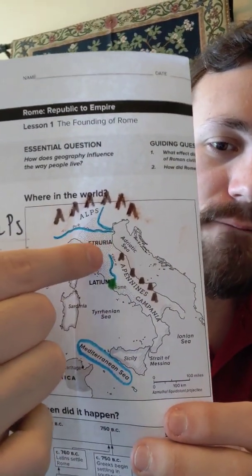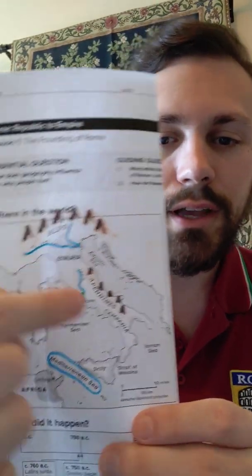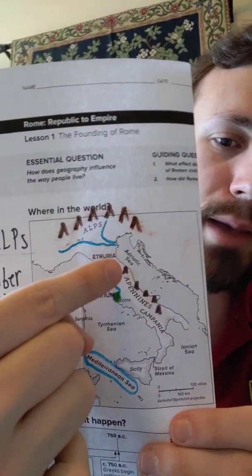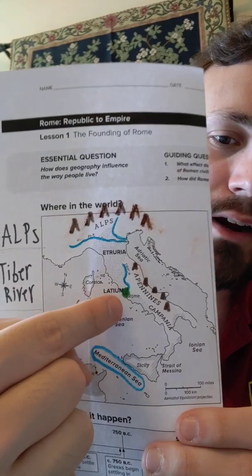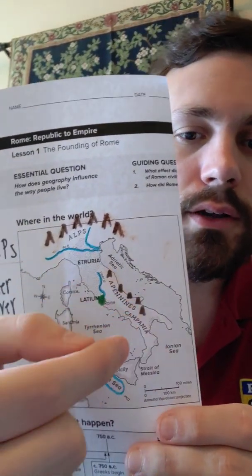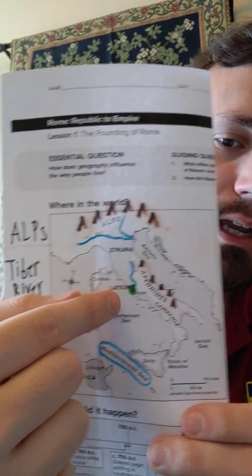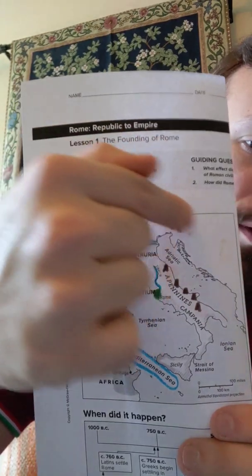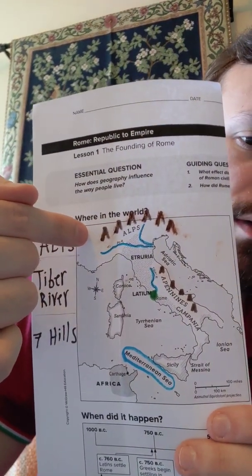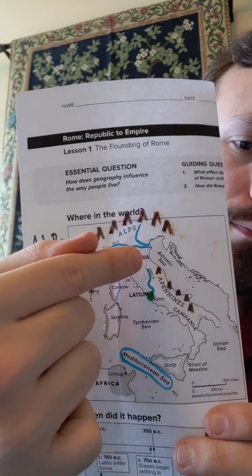Then we have a very famous and important river called the Tiber River. This Tiber River is why people are going to choose to live in this area called Latium. Latium is another word for Roman. So the Romans are going to live in this area here. So we've got the Alps Mountains up north, cutting off the Italian peninsula. You've got the Tiber River, which is running through Rome.